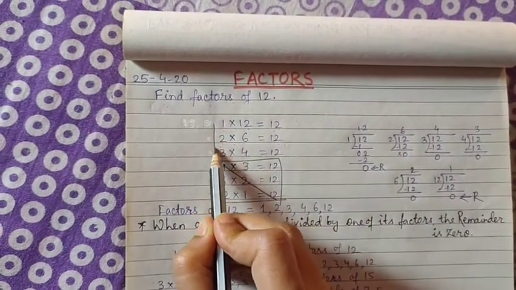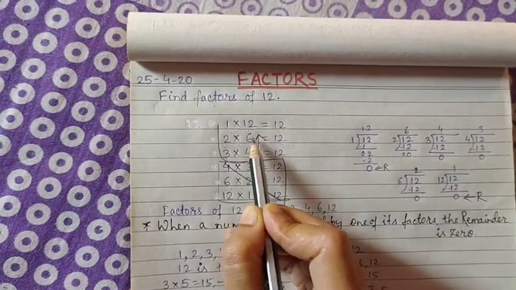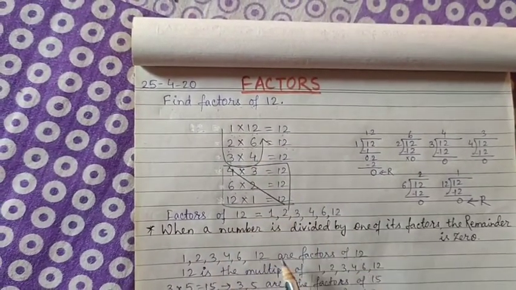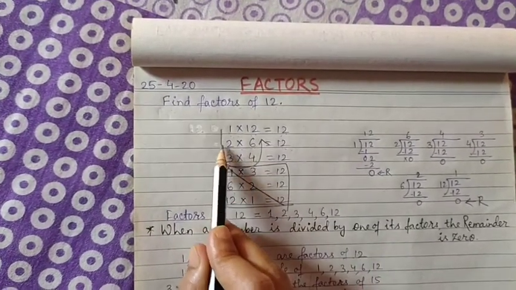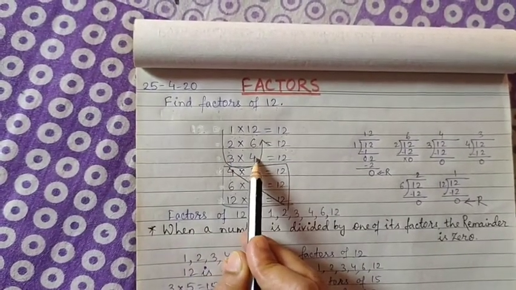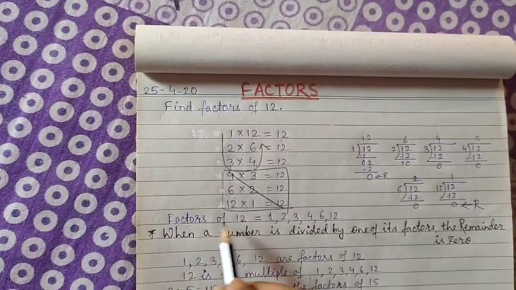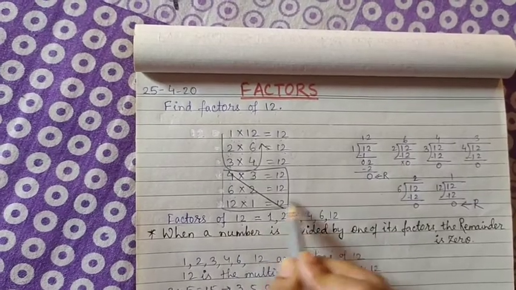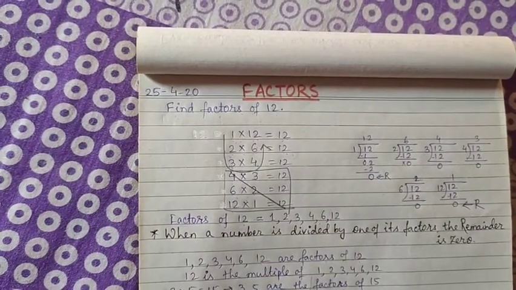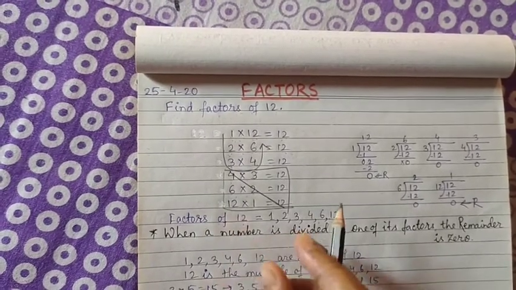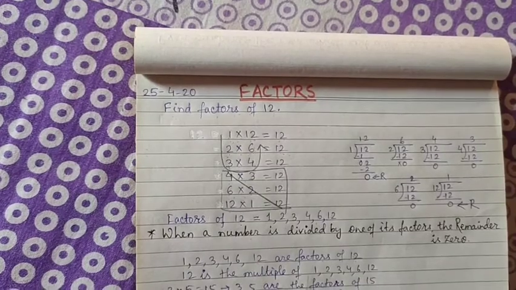Now from here you can move like this. 1, 2, 3, 4, 6 and 12 are the factors of 12. See, the factors of 12 are 1, 2, 3, then 4, 6 and 12. That means factors of a number are the numbers in whose table this number comes. मतलब 12 के फैक्टर वो सब नंबर हैं जिनके टेबल में 12 आता है.